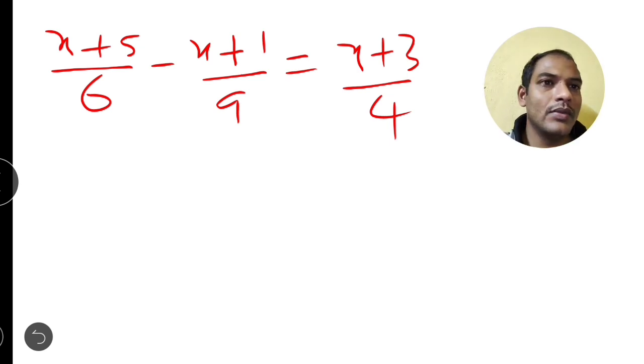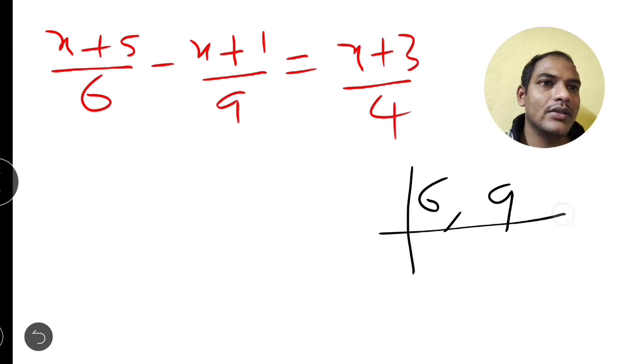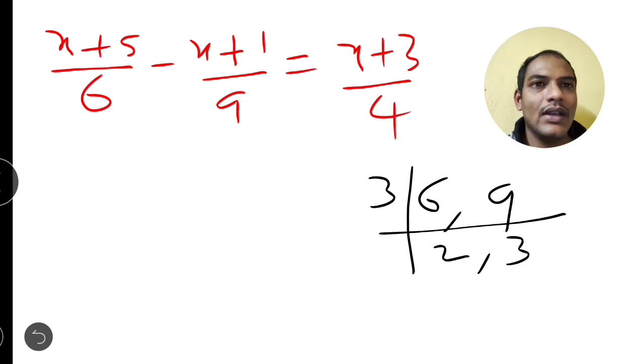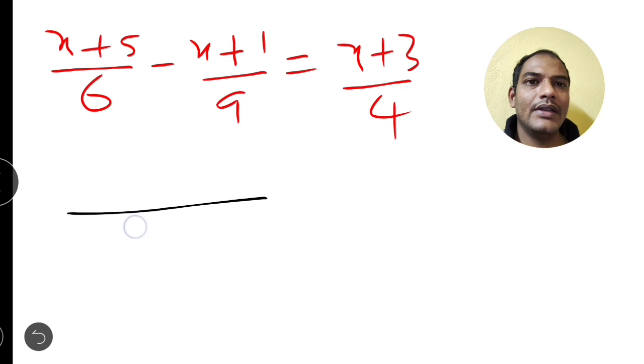So how is it possible? By finding the LCM of 6 comma 9. 6 and 9 both come in the 3 table: 3 2s are 6, 3 3s are 9. Now 2 and 3 are consecutive numbers, so 3 2s are 6, 6 3s are 18. So the LCM is 18.